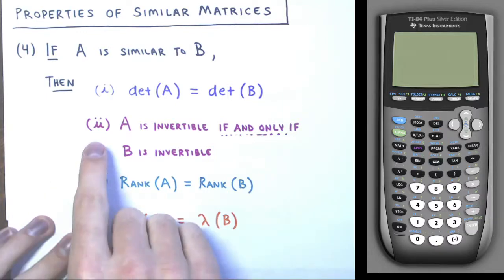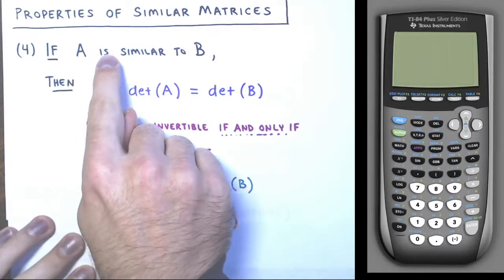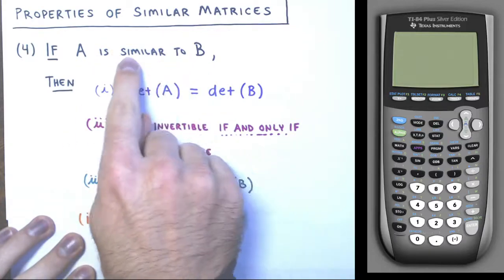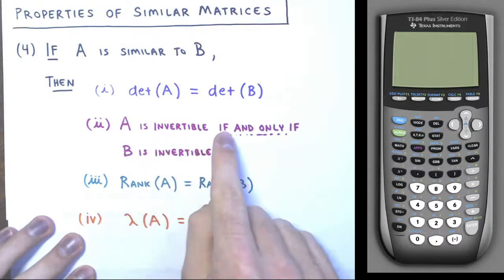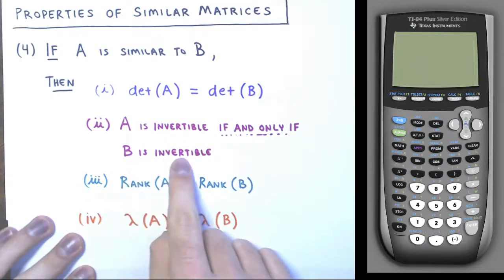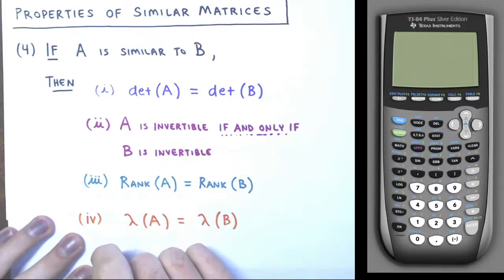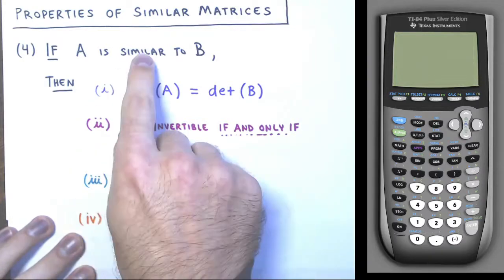Number 2. If A and B are similar, then A is invertible if and only if B is invertible. So they're either both invertible or they're both not invertible. They're either both non-singular or both singular, if they're similar.